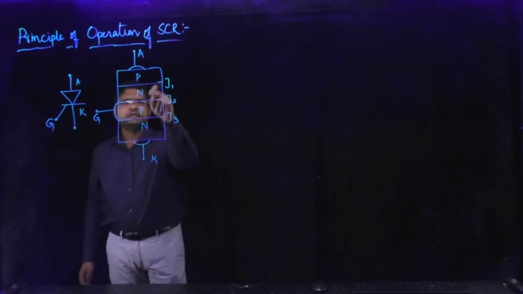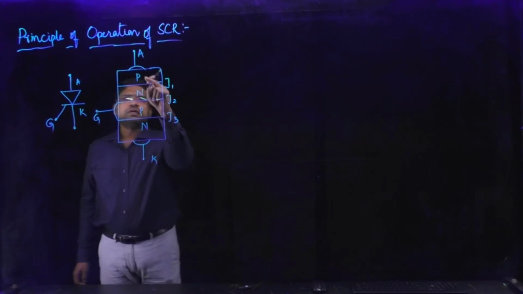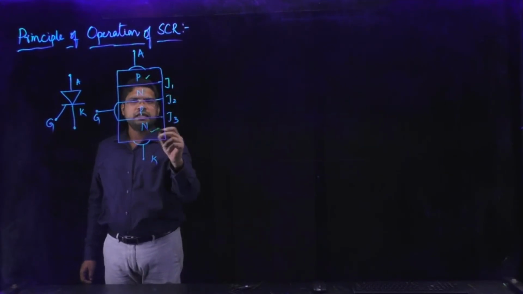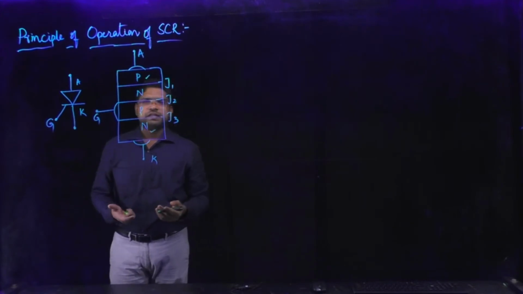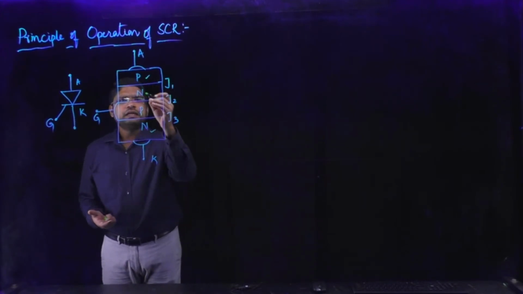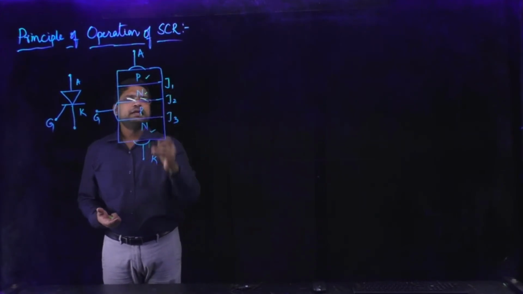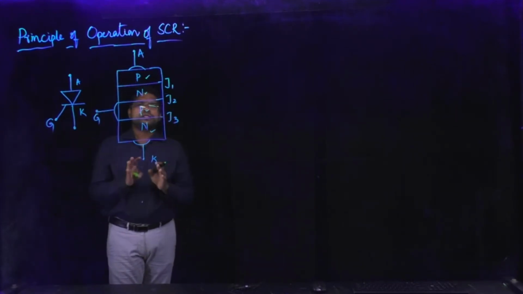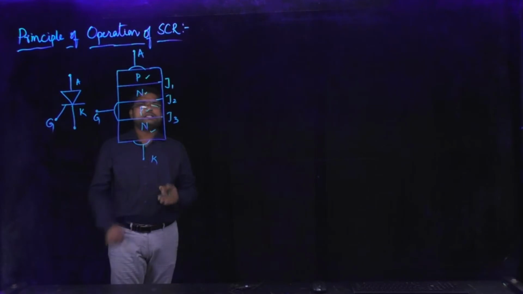Now here there are 4 layers. The outer layers, the outer P layer and outer N layer, are heavily doped material. And the inner layers, the inner N layer and inner P layer, are lightly doped. Okay, so this is the basic structure of an SCR.